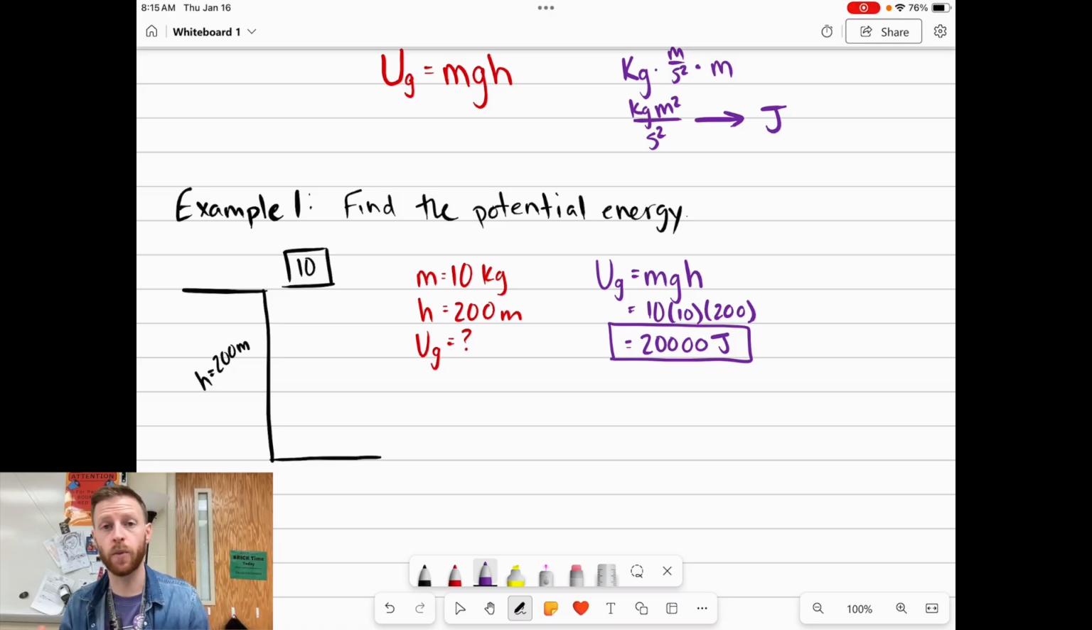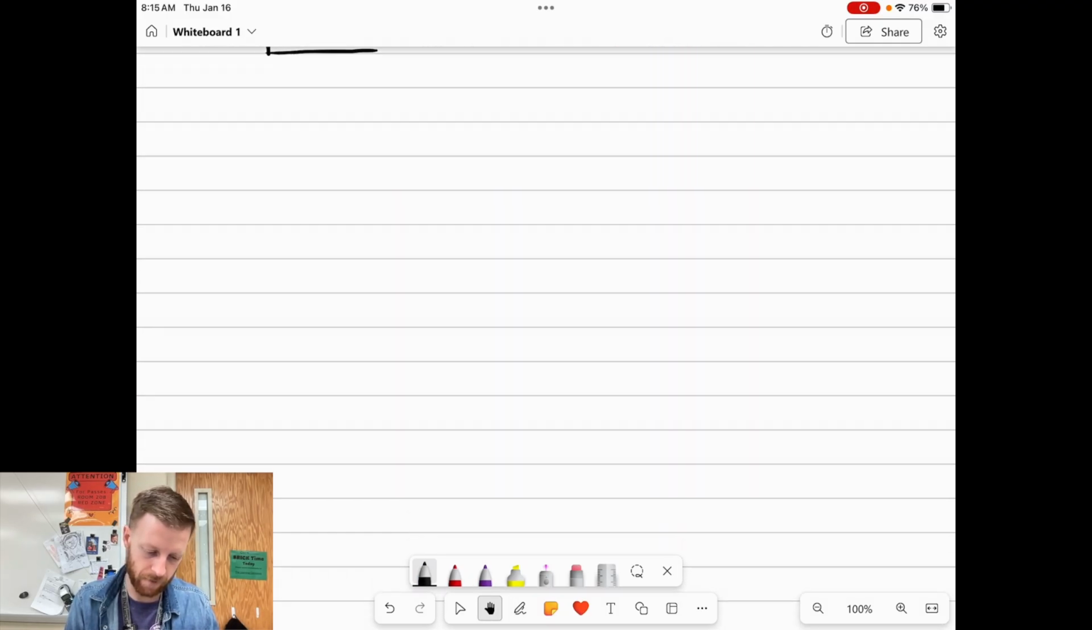So that, again, is pretty straightforward. What's nice at this point in the semester is we're used to using equations. So doing something like this isn't new, it's just a new equation. We just have to make sure that we're identifying variables and plugging them in where they need to go. But let's look at one other example.